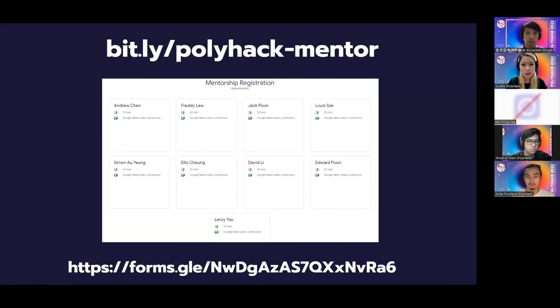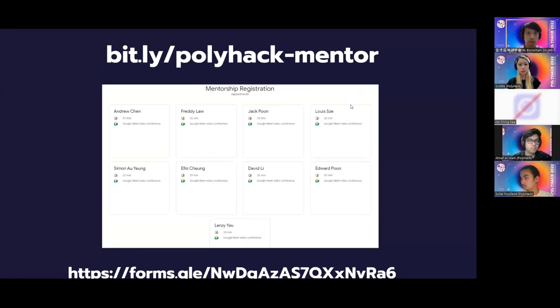If you want to get any mentorship immediately tomorrow, please go to this link on PolyHack Mentors and book Andrew Chen, Jack Poon, and David Lee. And remember, prior to the session, you also have to submit a pre-mentorship form so that the mentors have a general idea who they're meeting. Please make sure to do that. It'll take literally 2 minutes at this stage.